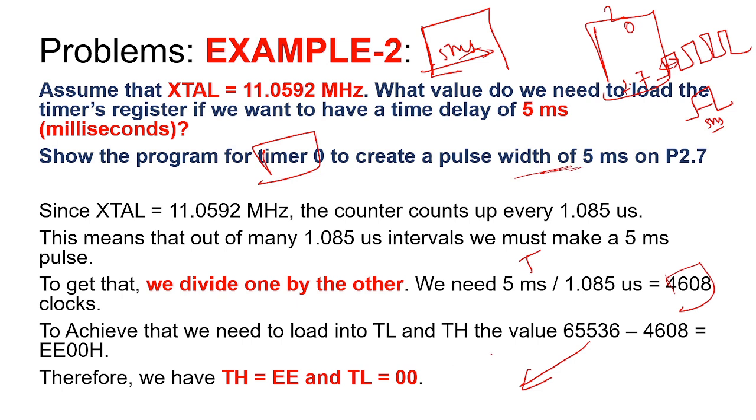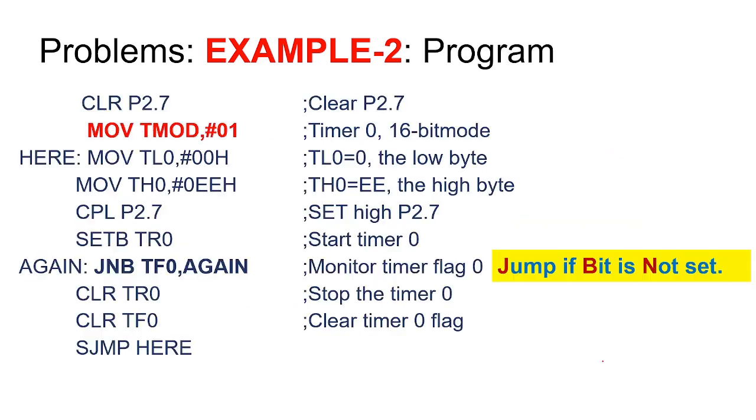So now to start the timer, what I need to do is enable the TR bit. Then your timer will start to count from the value of EE00 to FFFF. During this transition, what is the timer flag? 0. Once it reaches the maximum, it will reach the roll over condition, so the flag will become 1. So this is the basic algorithm we need to follow in all the programs.